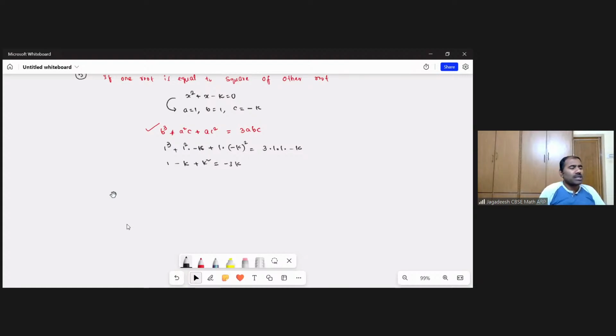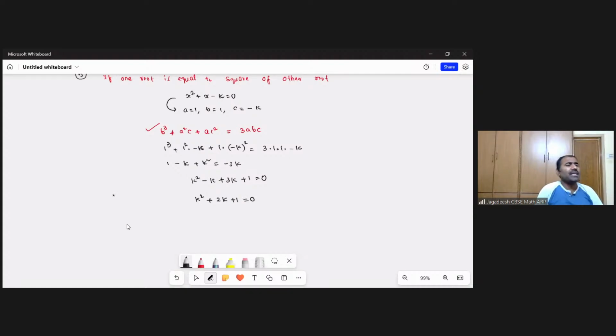1 cube is 1. 1 square is 1. 1 into minus k, minus k. Again, minus k whole square is k square. Now let us rearrange all the terms such that we get a quadratic equation in terms of k. So I'll arrange the terms k square, minus k and minus 3k will become plus 3k, and anyway plus 1 we have, equal to 0. Then let us simplify further. We get finally k square plus 3k minus k is 2k plus 1 equal to 0.